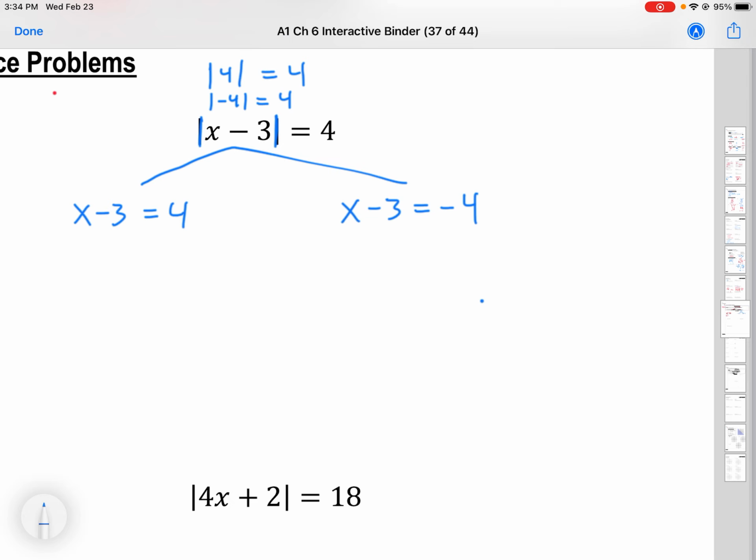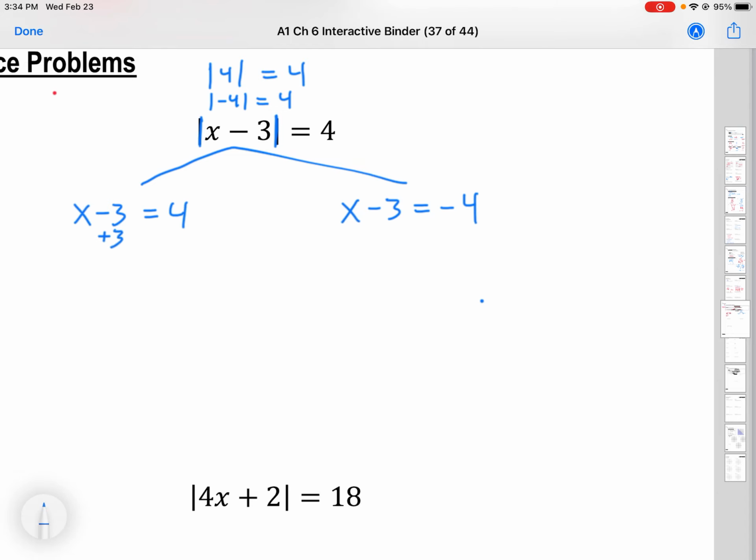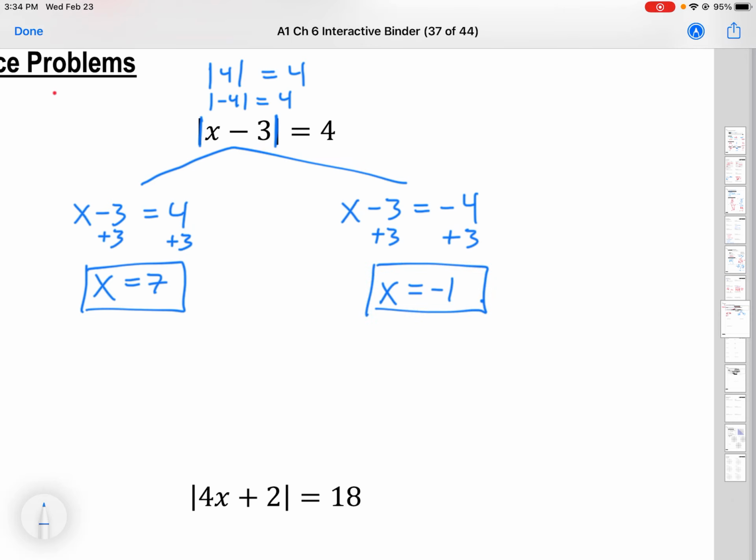So really, that's going to be the only goal for us today. We know how to solve these equations. The only difference for these absolute values is that you break them up. You set one equation equal to the positive and one equation equal to the negative. Notice that the x minus 3 stays. If I add 3 to both sides, I get x equals 7. And if I add 3 over here, I get x equals, well, -4 plus 3 is -1. All right? Again, you get two answers for these.